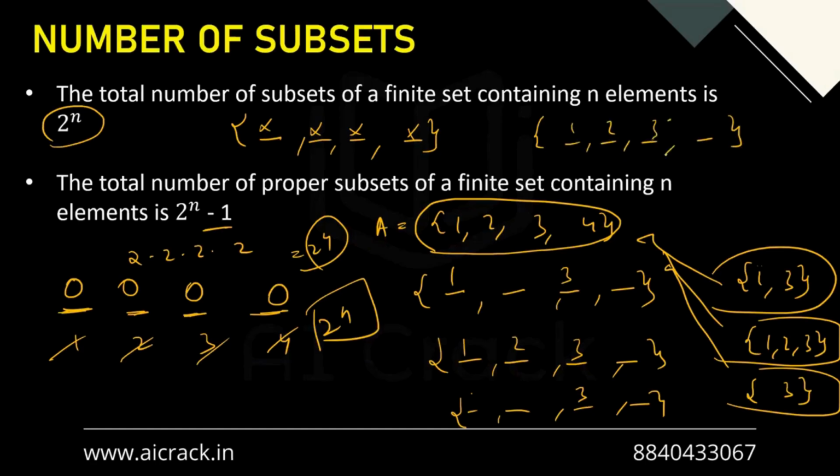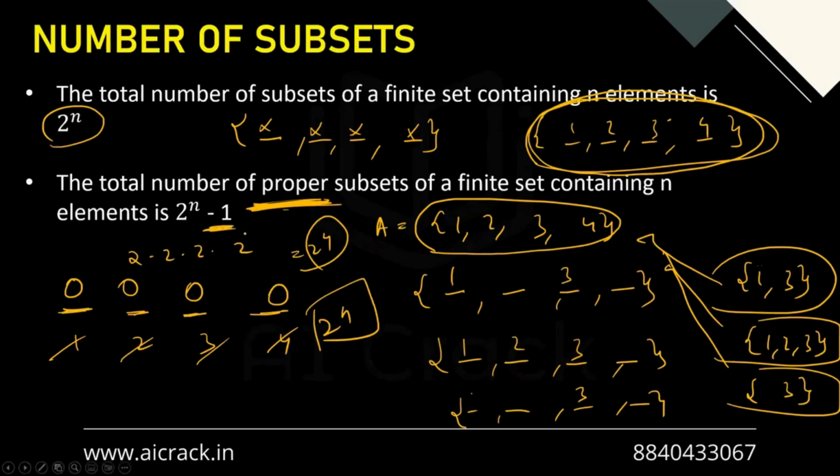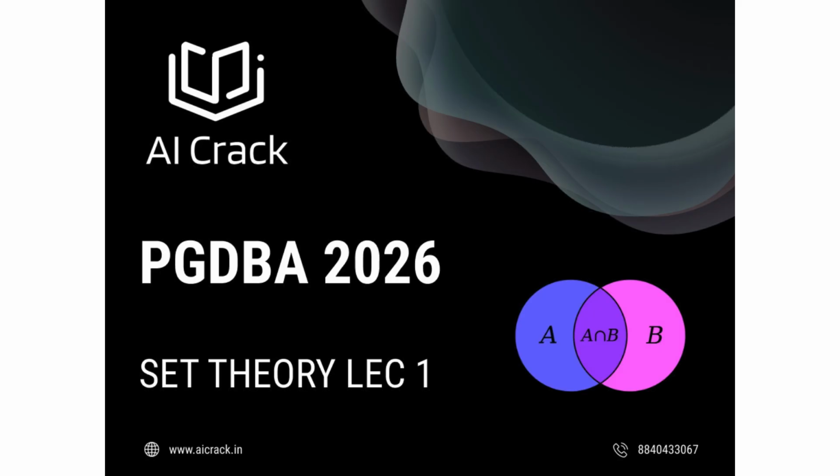Now there can be another case where I'm choosing all the elements, 1, 2, 3, 4. In that case this becomes an equal set, and when it becomes an equal set, it becomes an improper set. So when we are saying proper subsets, this one particular subset which is the equal set should be excluded, right? So in that case there is this minus 1. So 2 raised power n is the total number of subsets for a set having n elements, and minus 1 is subtracting this one particular set, which is nothing but the equal set.